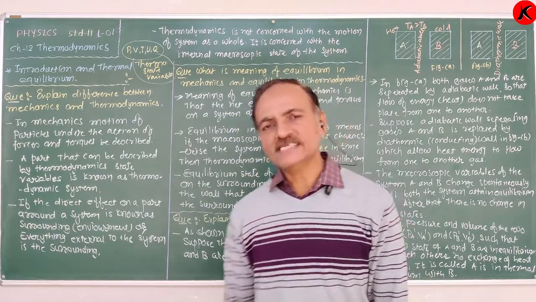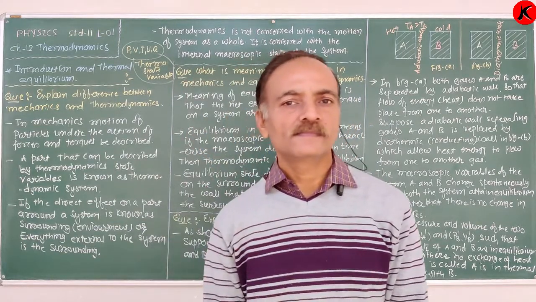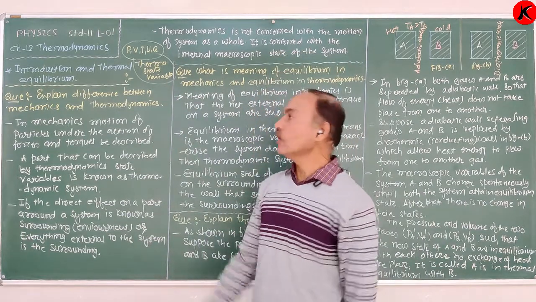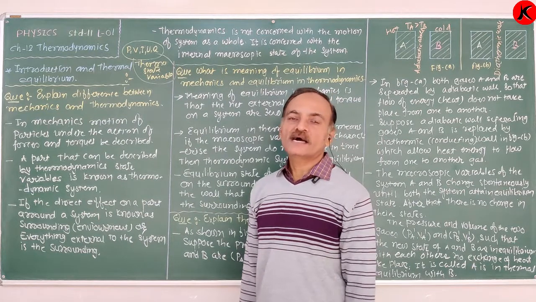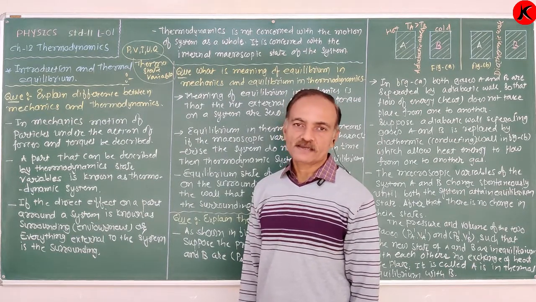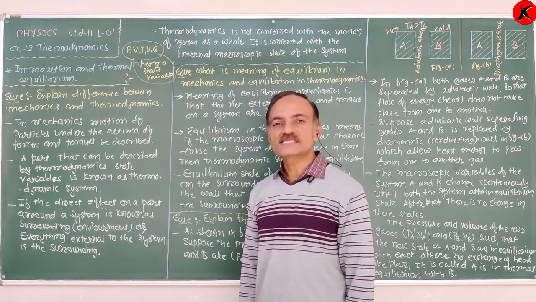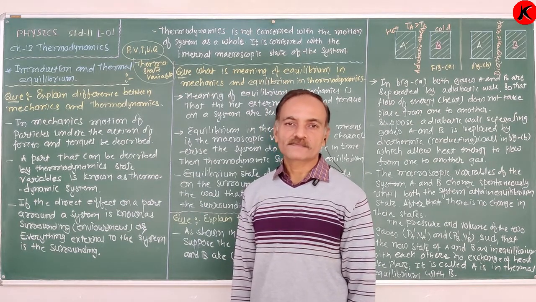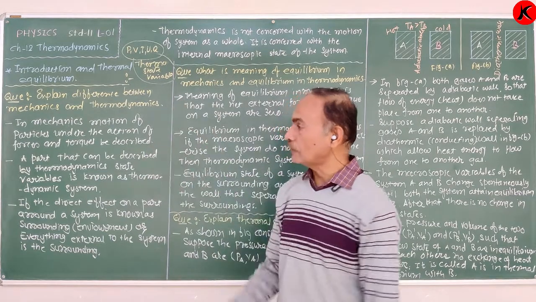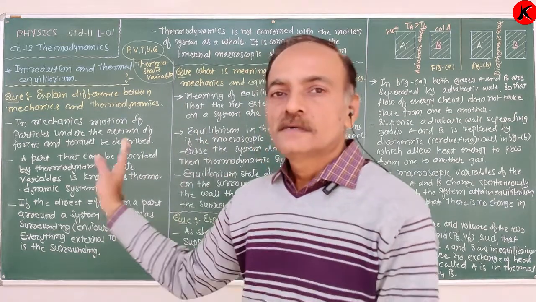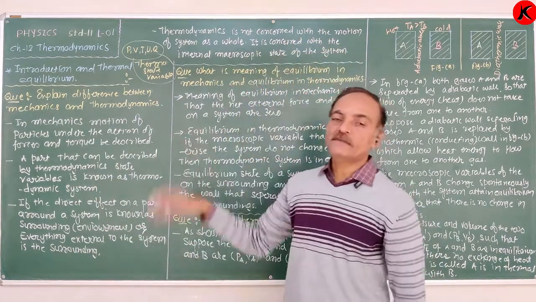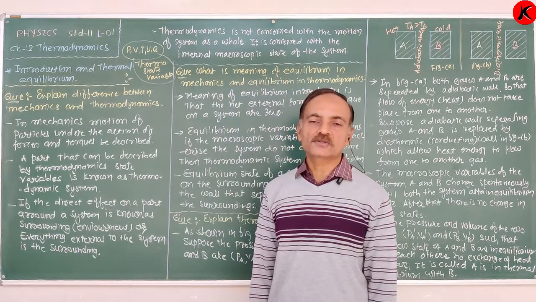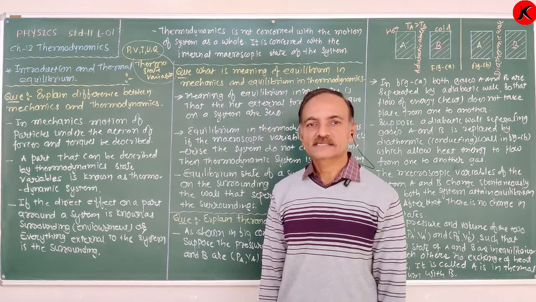So after the discussion of thermal equilibrium, if two systems both have the same value of their thermodynamic state variables, we can say that both systems are in thermodynamic equilibrium. After the discussion of the equilibrium of thermodynamics, we are going to start our discussion about the zeroth law of thermodynamics. Clear? Okay.